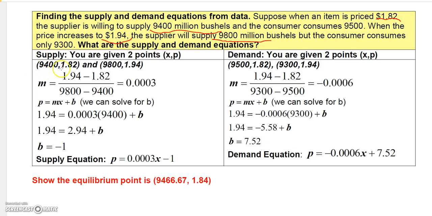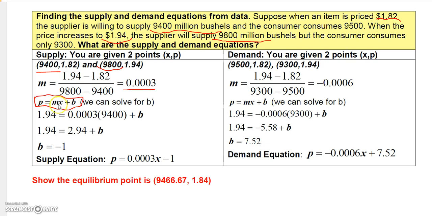So we know that, I'm going to use x here, that x is 9,400 when the price is $1.82, and we know that x is 9,800 when the price is $1.94. So what I'm going to do now is find the slope of the line that connects these two. I'll use my slope formula, 1.94 minus 1.82 over 9,800 minus 9,400, and that gave me a slope of 0.003. Now, my equation is going to be in the form of P equals mx plus b.